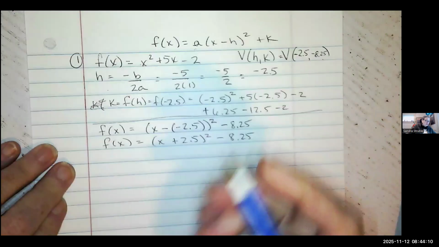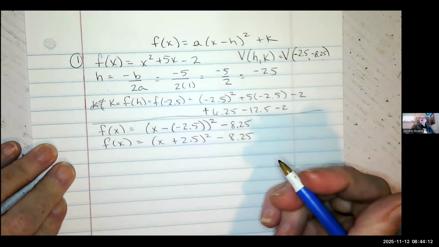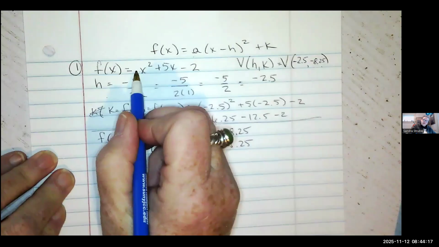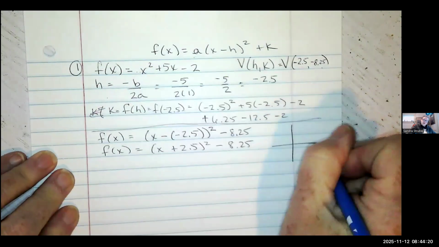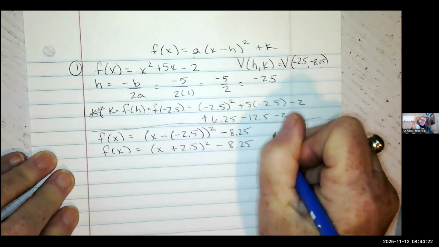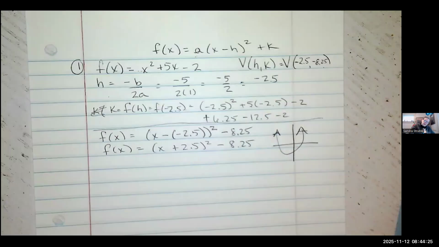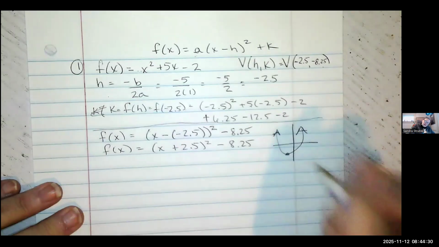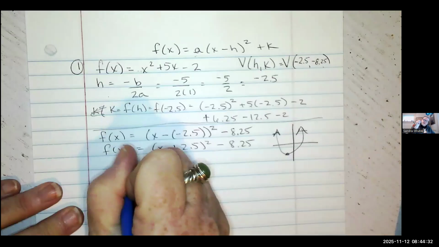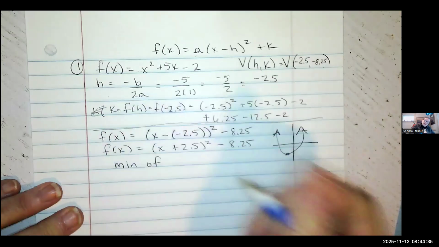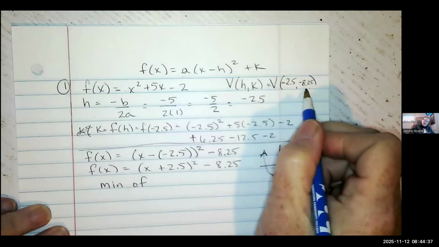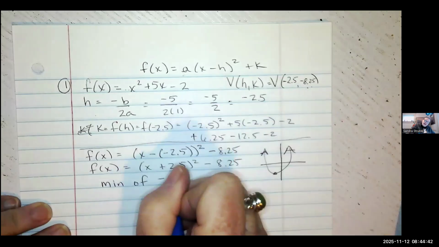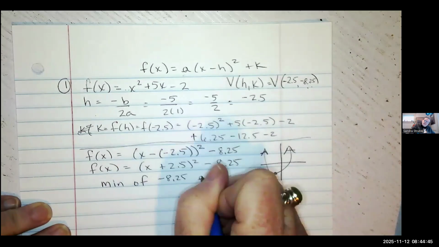Next thing we need to do is determine whether there is a min or a max. Well, it all depends on a. Because my a is positive, that means that my quadratic is going to be opening up. Okay, so we have a min. The min is the vertex. The min, and this is where we put our y value for our vertex, is a min of negative 8.25 at x equals negative 2.5.